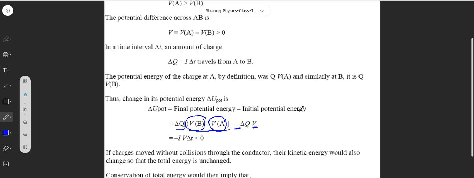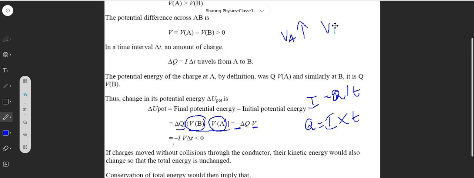And once again, from the same current formula, I is equal to Q divided by T. Then Q is equal to I into T. So that's the same thing we are writing here. Instead of delta Q, we are writing I into delta T. Obviously which must be less than 0. Less than 0 in the sense that VA will be high and VB will be low. But generally when we write final minus initial, we have a negative sign, which makes that less than 0. Did you get that? Then what is the next thing we are going to write?